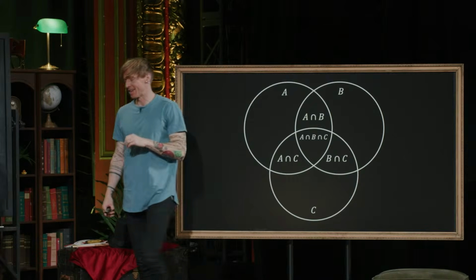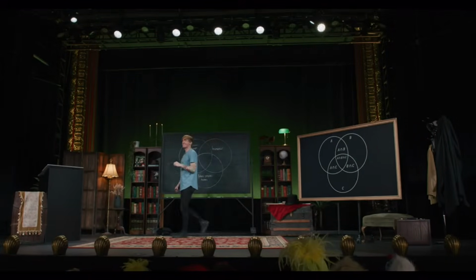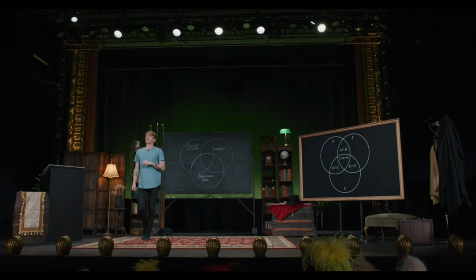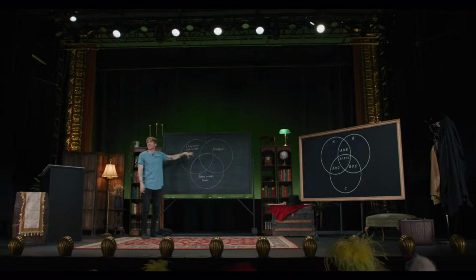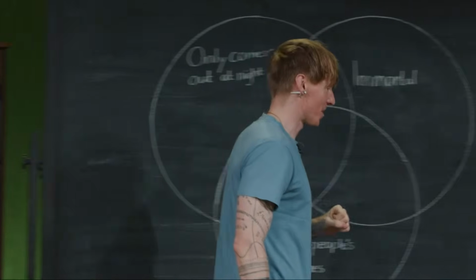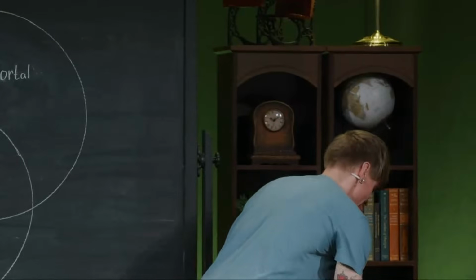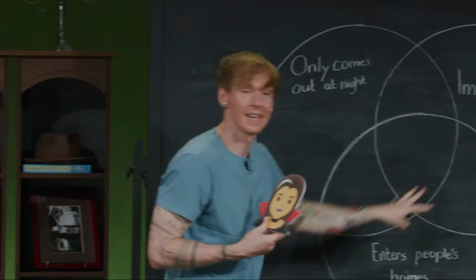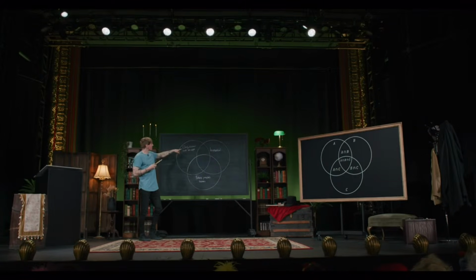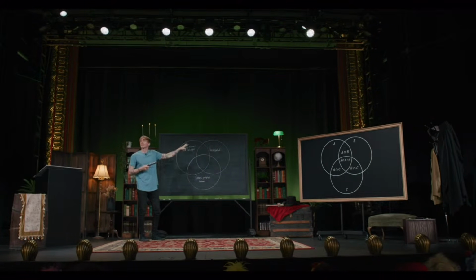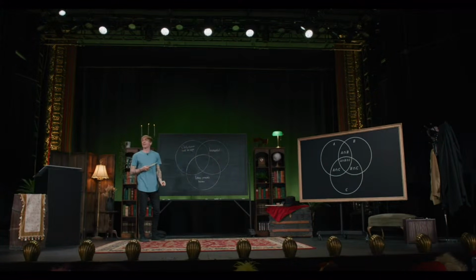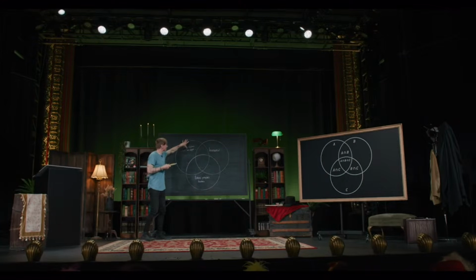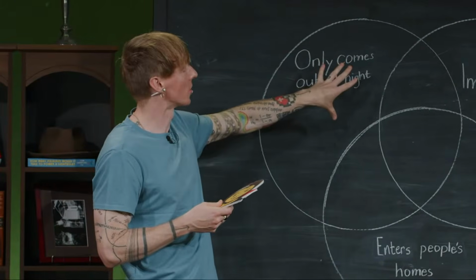So, armed with this new understanding of the triple Venn diagram, let's see if I can place my emojis on the board. The first one I have here is a vampire, which needs to be placed somewhere in these categories. So let's look at them one by one. Does a vampire only come out at night? Pretty true fact about vampires, right? They do not like sunlight. So I think the vampire is definitely somewhere in this circle.